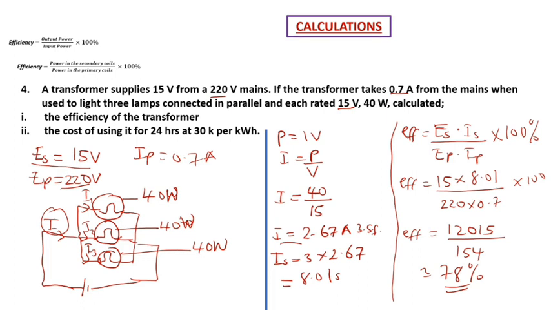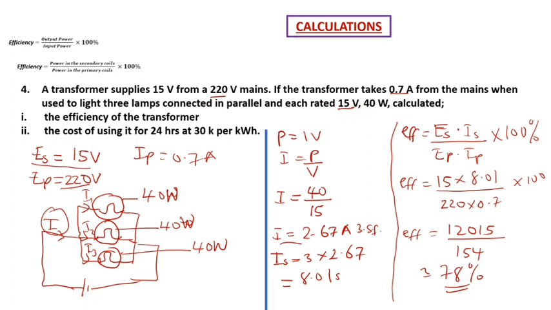Now the next question is the cost of using it for 24 hours at 30 kobo per kilowatt hour. You have to take note of the question again. The question is the cost of using it. What is the it? The cost of using the transformer. So the transformer will develop power in the primary circuit. It's not the cost of using the lamp. The cost of using the lamp will have to do with everything on the secondary circuit.